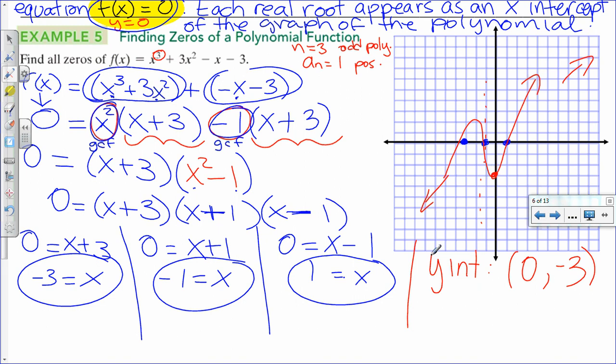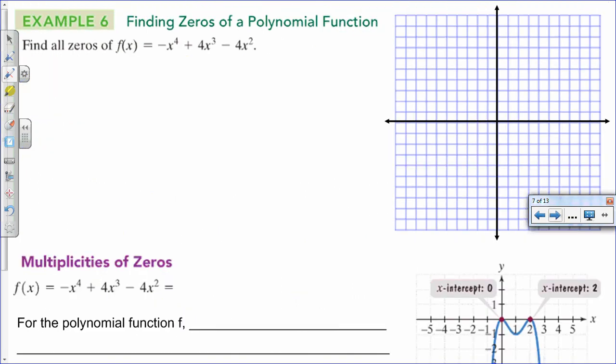All right, so let's go. I hear a lot of talking, guys. Come on, next problem. Okay, so find the zeros of this one.